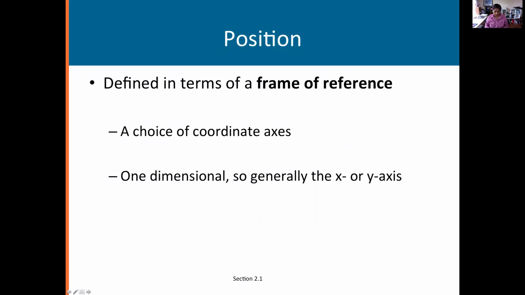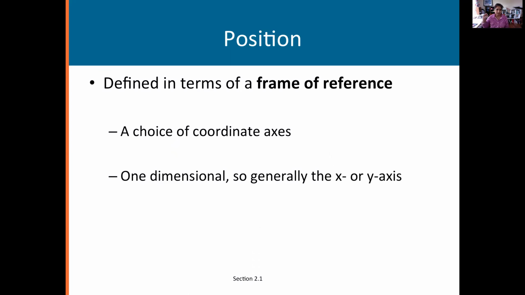So if you consider position, and remember I said we're going to look at displacement, and displacement is related to the position of the object. We have to give a position with respect to some kind of origin, or with respect to something that stays stationary. We call that a frame of reference, okay? So the simplest frame of reference might be just a set of coordinate axes, like you are used to, the x-axis, and you need to define where your origin is.